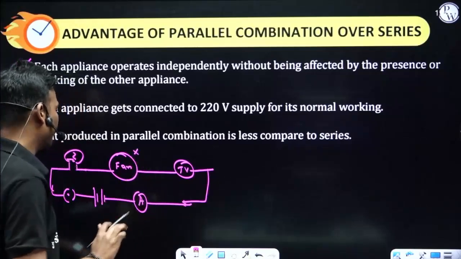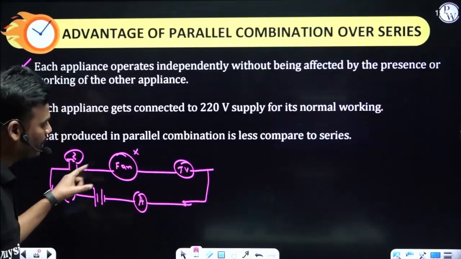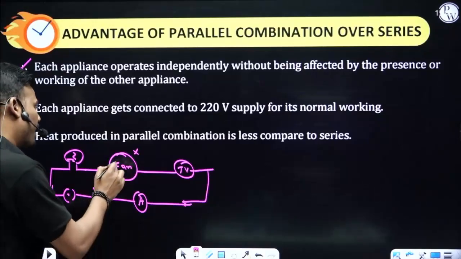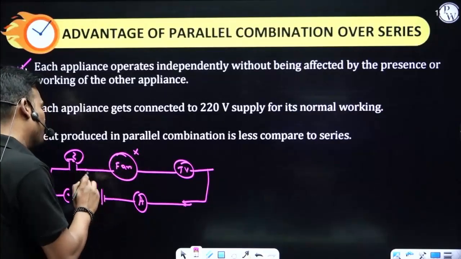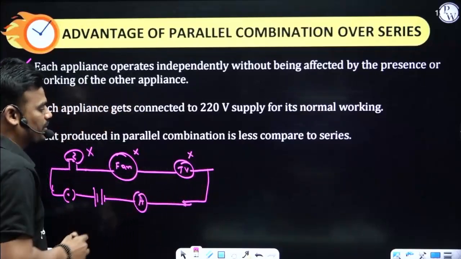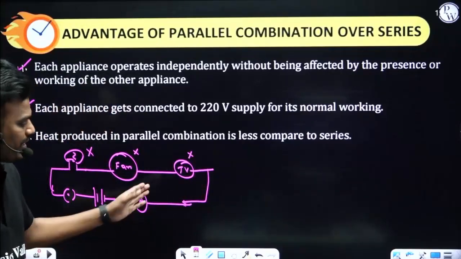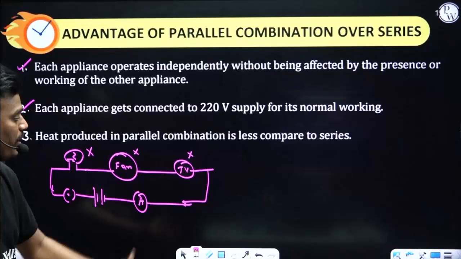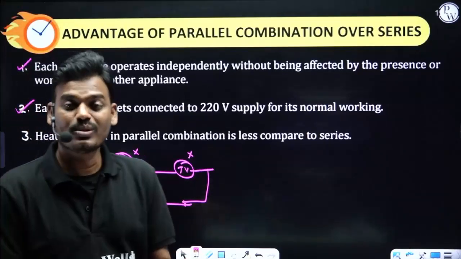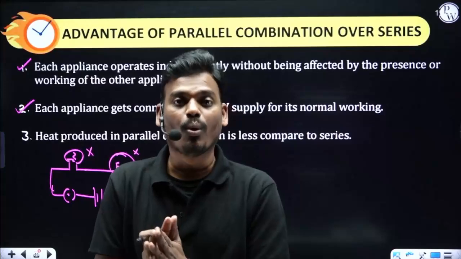Second, for example, I don't want the fan. I want the electric bulb as well as the TV to work. But if I switch off the fan, the bulb as well as the TV do not work, because there is only a single path for the current to flow. The path is breaking, therefore there is no current to flow. That is the reason we do not use series combination in our homes.